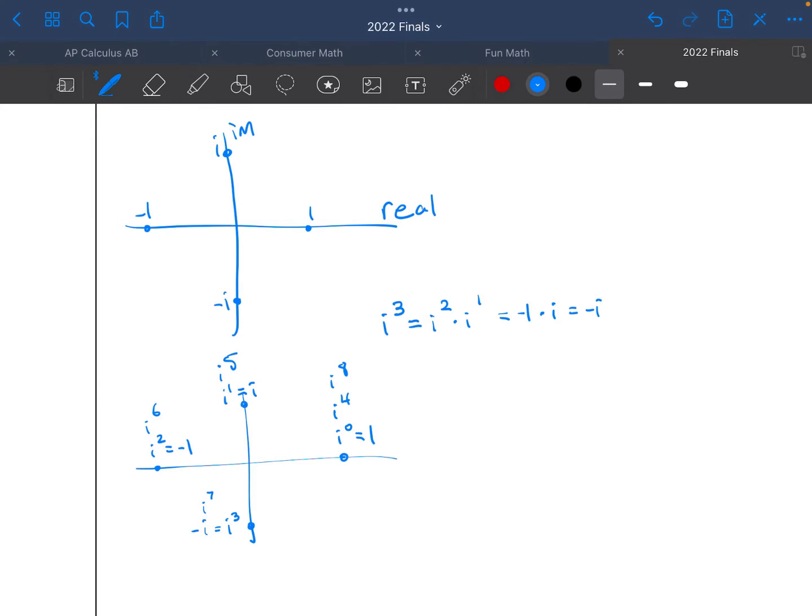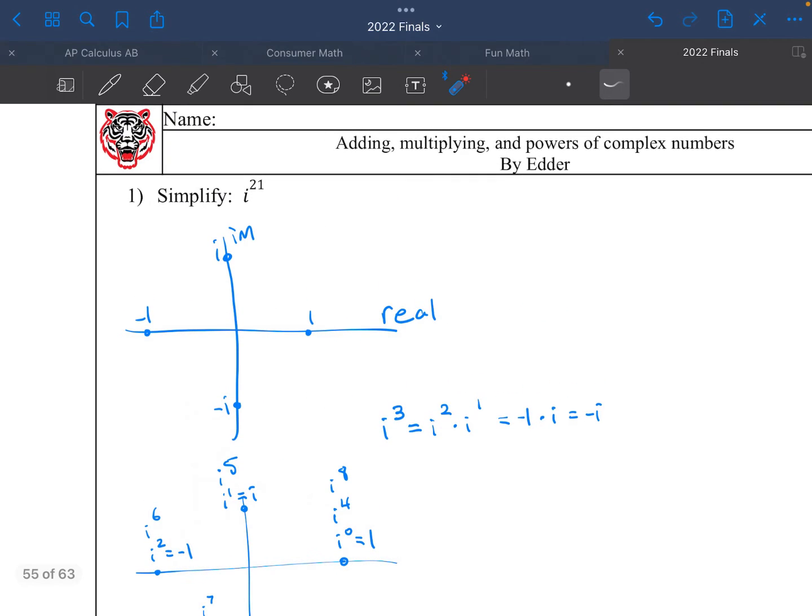But the general idea is find a number that is divisible by 4, because 8, 4, 0, those are all numbers that are divisible by 4. And then start here and then add on a power, +1, +2, +3, +4 to their power. So in our case, we have i to the power of 21. Find a number that is close to 21 that is divisible by 4. Well, the number 20 is divisible by 4.